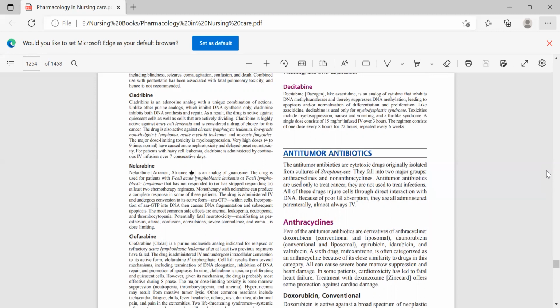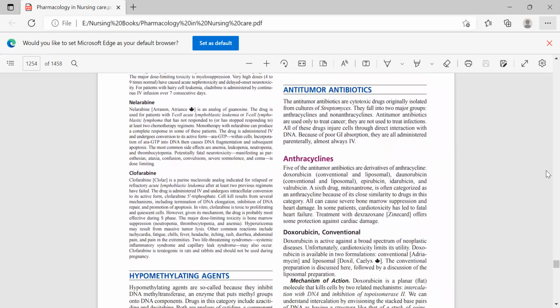They are termed antibiotics due to the isolation and origination of these drugs from the culture of Streptomyces. That's why these are termed anti-tumor antibiotics, and they are further classified into two major groups, anthracyclines and non-anthracyclines. Anti-tumor antibiotics are used only to treat cancer. They are not used to treat infections, as I've told you. All of these drugs injure cells through direct interaction with DNA. Their GI absorption is poor, and due to this poor GI absorption, all the drugs are administered IV, that is, parenterally.